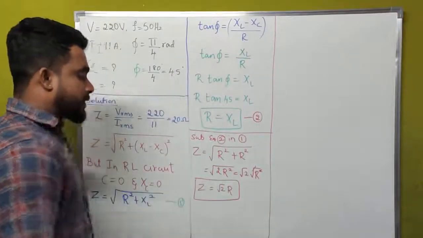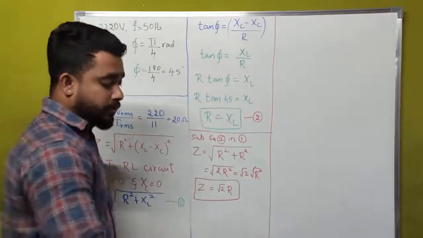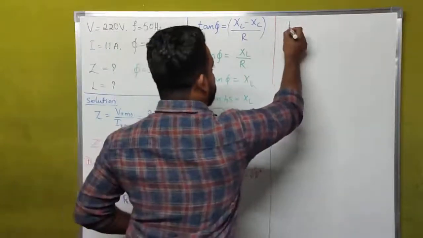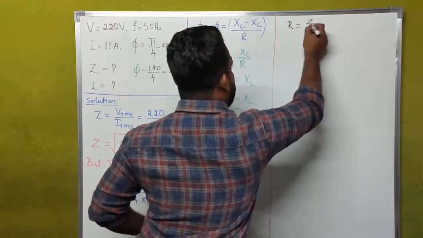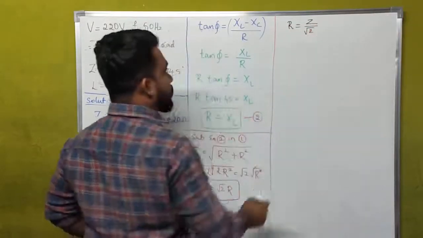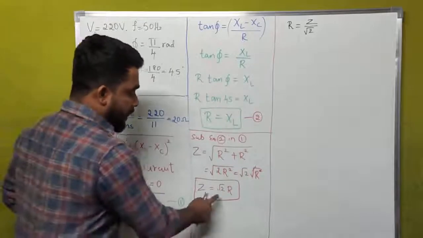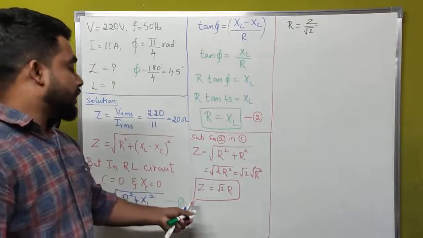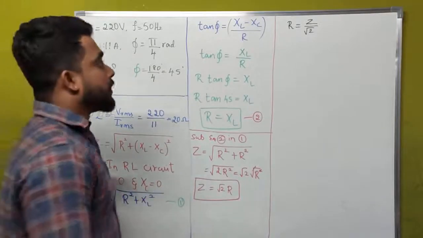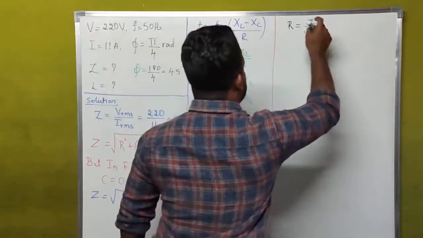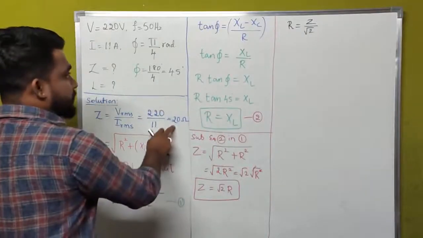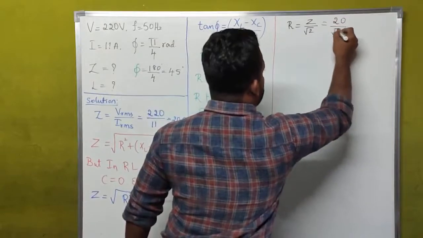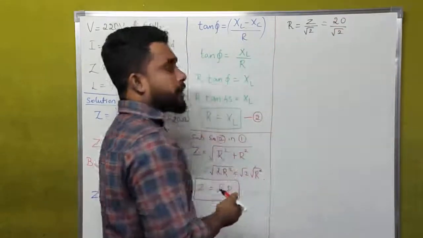But what we want is R. Hence, what is the value of R here? The value of R should be Z divided by root 2. How? Because I am sending this root 2 to the other side of the equation, so it will get in the denominator position. Next, what is the value of Z? We know the value of Z, that is 20 ohms. Then what it will be? 20 divided by root 2.